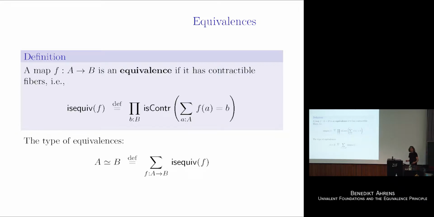So what this means intuitively is that for any b there exists exactly one a in capital A that is mapped to b by the function f. Okay. So we can define the type of equivalences from A to B as the type of functions from A to B that happen to be equivalences.